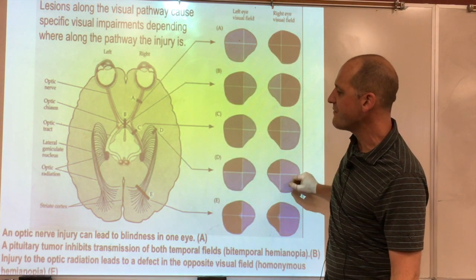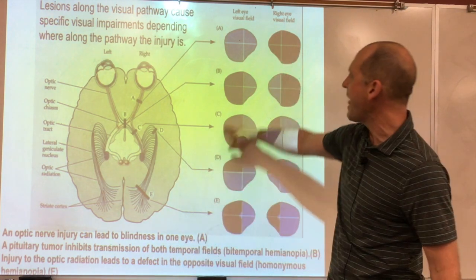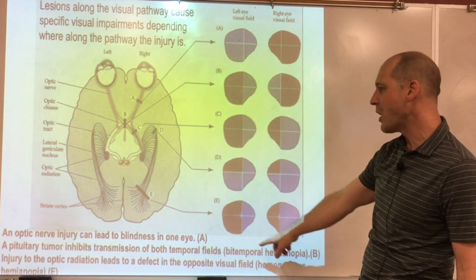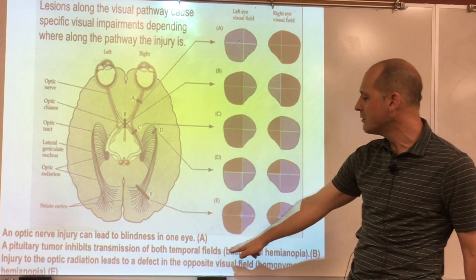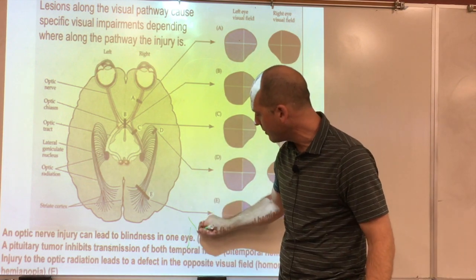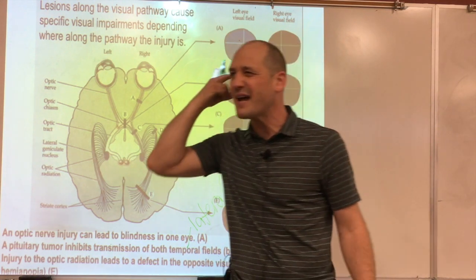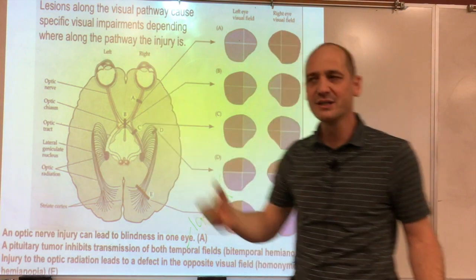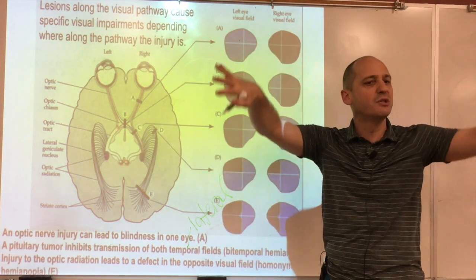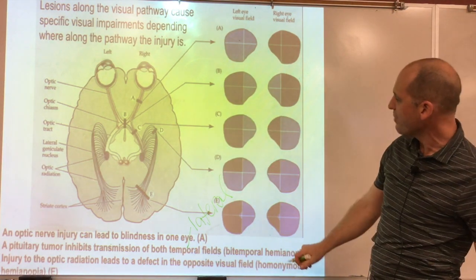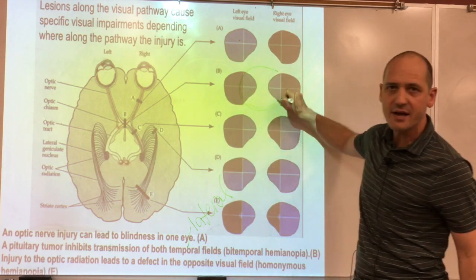For example, an optic nerve injury can lead to full blindness, obviously in one eye. But a pituitary tumor inhibits the transmission of both temporal fields. In neurology they use all these weird terms. Temporal means the temple, that's outside, that's lateral. So the outside parts of the visual fields get cut off, and we get something called tunnel vision. You don't see any periphery.